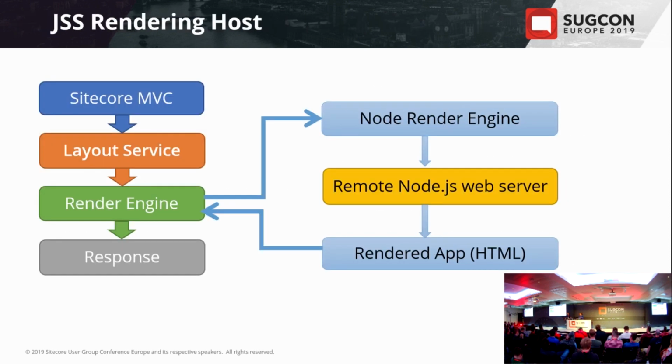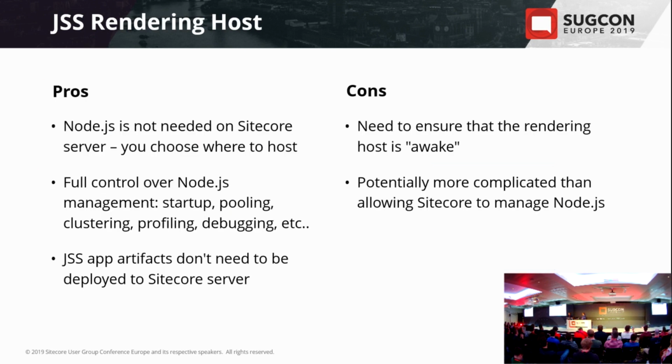So if we skip forward, what if we took that same Node.js web server and moved it somewhere else? What if we didn't spin it up in Sitecore? What would that give us? In this scenario, you wouldn't actually need to host Node on your Sitecore instance. You can have full control over how it starts up, how you manage it, clustering, pooling, profiling, debugging. All of that can be managed outside of Sitecore, and you would have explicit control over it.